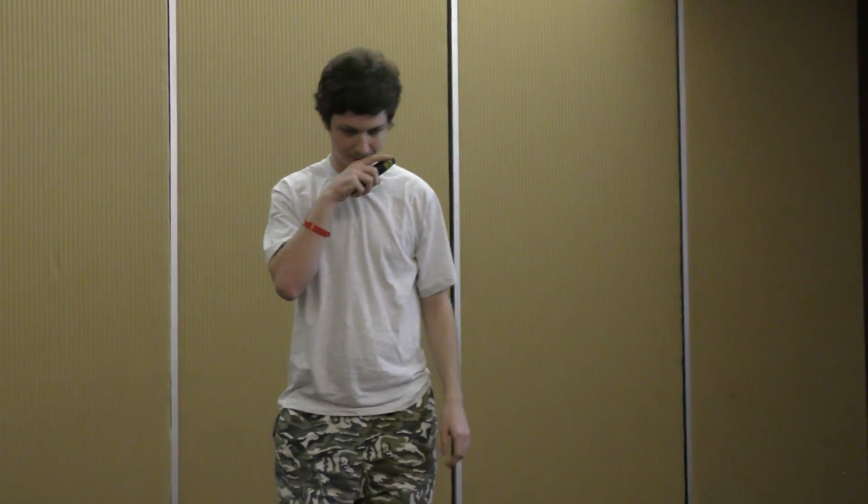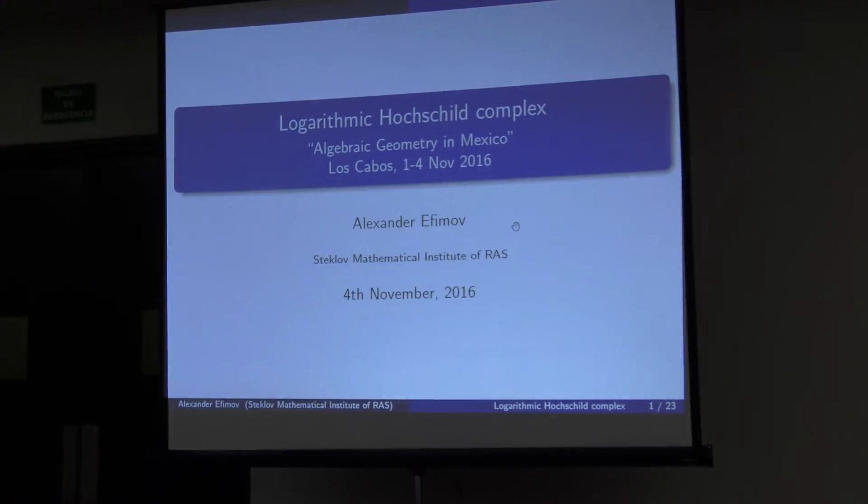So I will be talking about the logarithmic Hochschild complex. It's actually not an ideal result, so it's some intermediate construction, which should be simplified ideally. But so far, I will present the construction of the logarithmic Hochschild complex, which will correspond to the logarithmic de Rham complex.